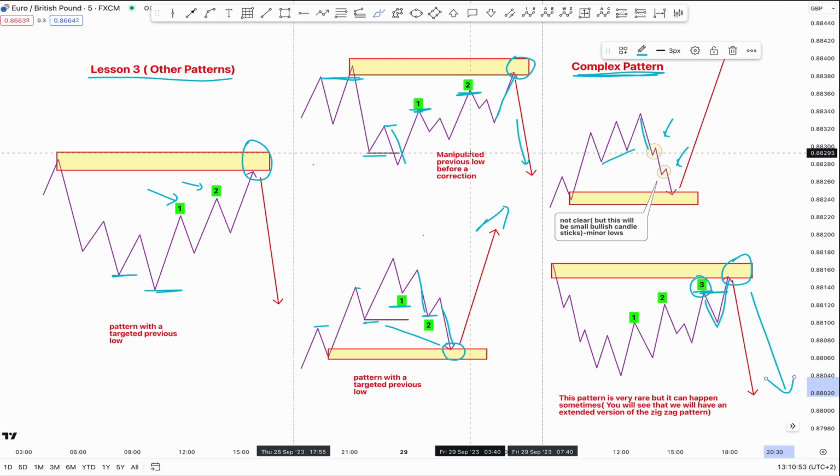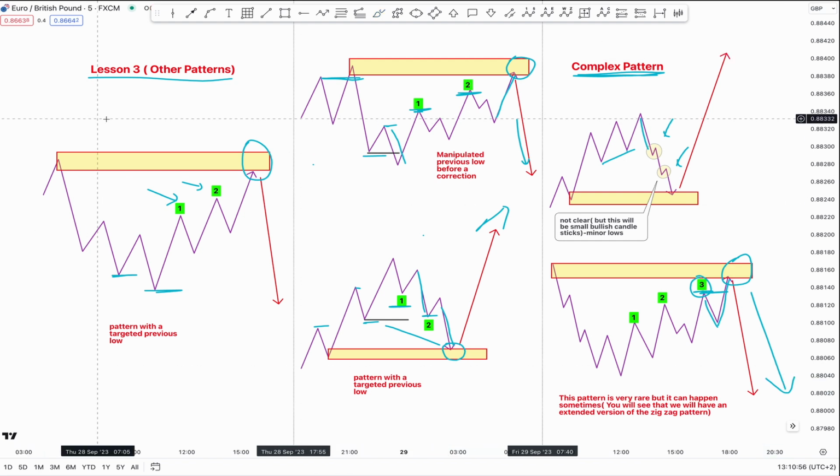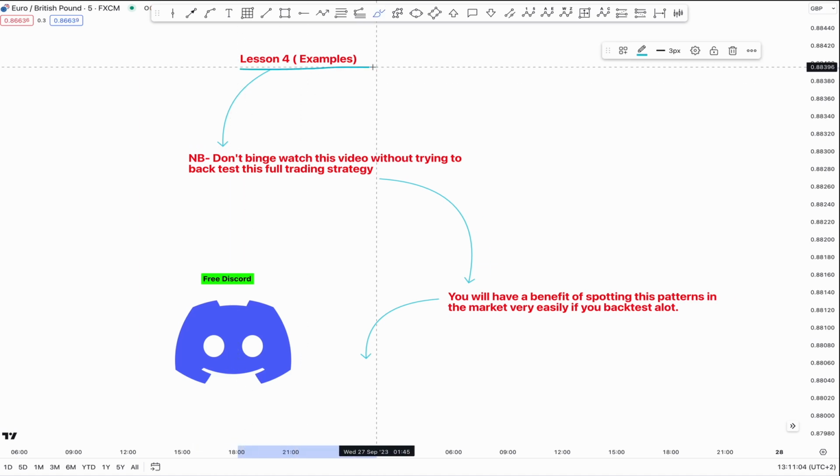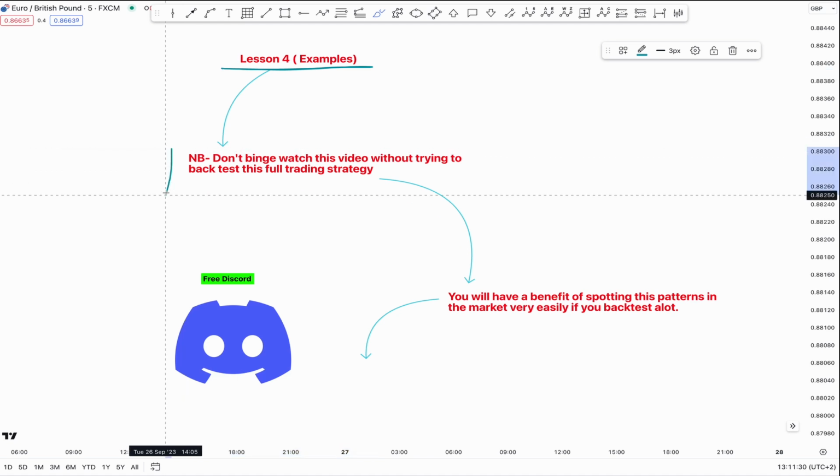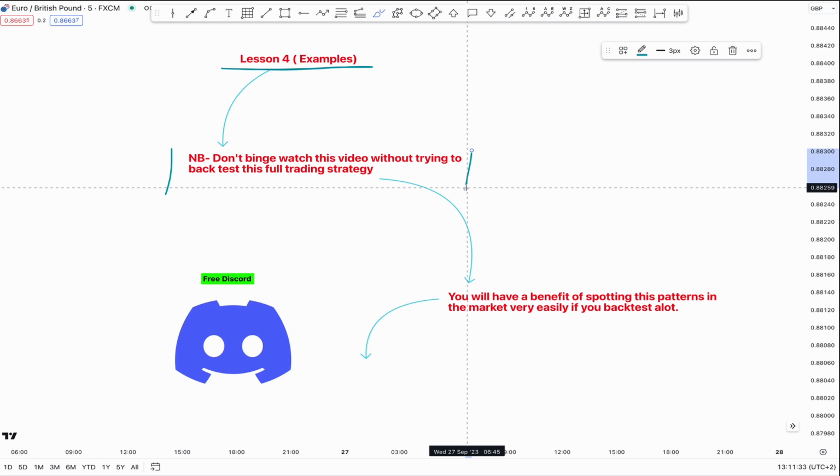So before we move on, I want to touch on some other things. On this lesson 4, we are going to do real chart examples. And another thing is that I have noticed that some of you guys binge watch these videos without backtesting. Also try to backtest, because if you don't backtest, guys, there is nothing that is going to benefit you from this video. You're just watching it as if you're watching Netflix. But after watching this video, please go inside TradingView or any other platform that you are using to trade and backtest these trading strategies. And after backtesting, you will realize that those patterns are easy to identify. You will never struggle again.